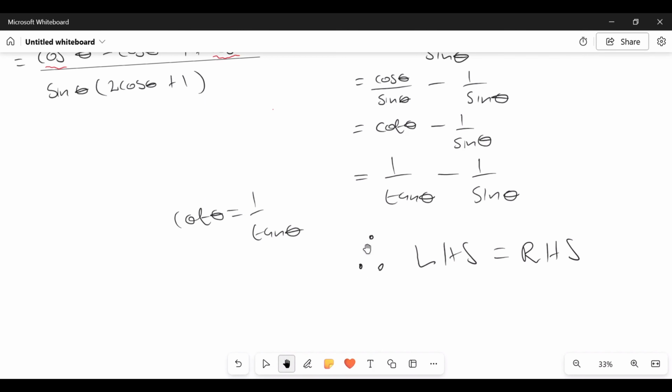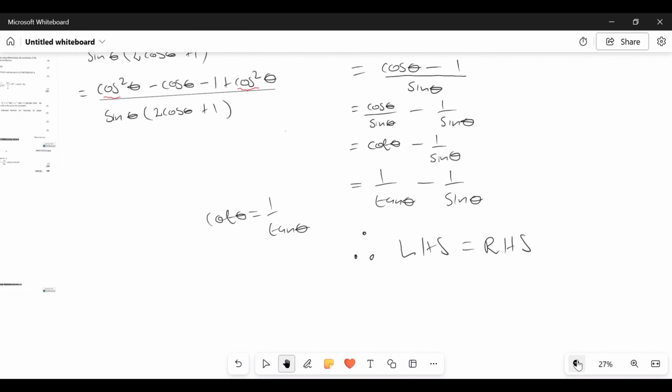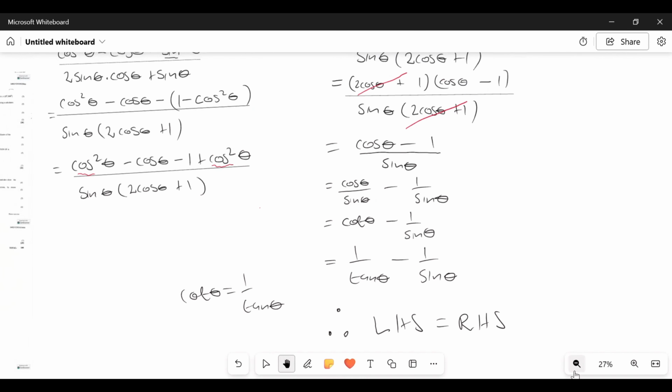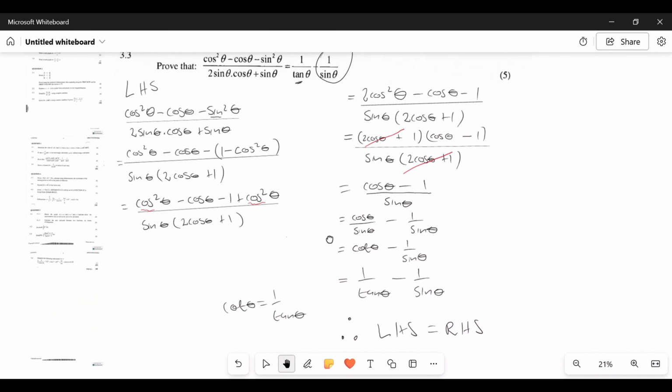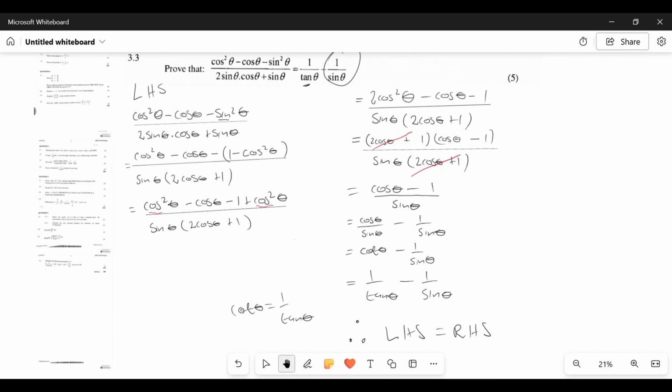Let's look at our question there. Let me zoom down, guys, but I think you are able to see that. Let me highlight it there. You guys see this here, which is our right hand side? It's 1 over tan theta minus 1 over sine theta. It's the same as our answer there, 1 over tan theta minus 1 over sine theta, which means left hand side is equal to right hand side. So this is how you're supposed to do this one.